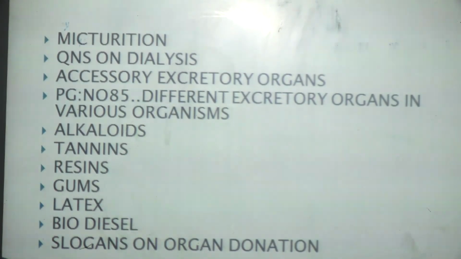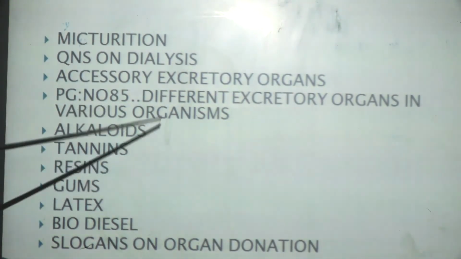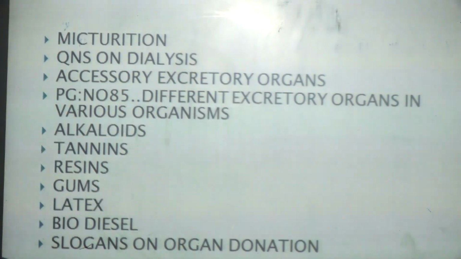That means our skin is an additional respiratory organ, and our liver is also an additional respiratory organ. On page number 85, you have different types of excretory organs in various organisms. From that particular page, you get 1 or 2 bits.